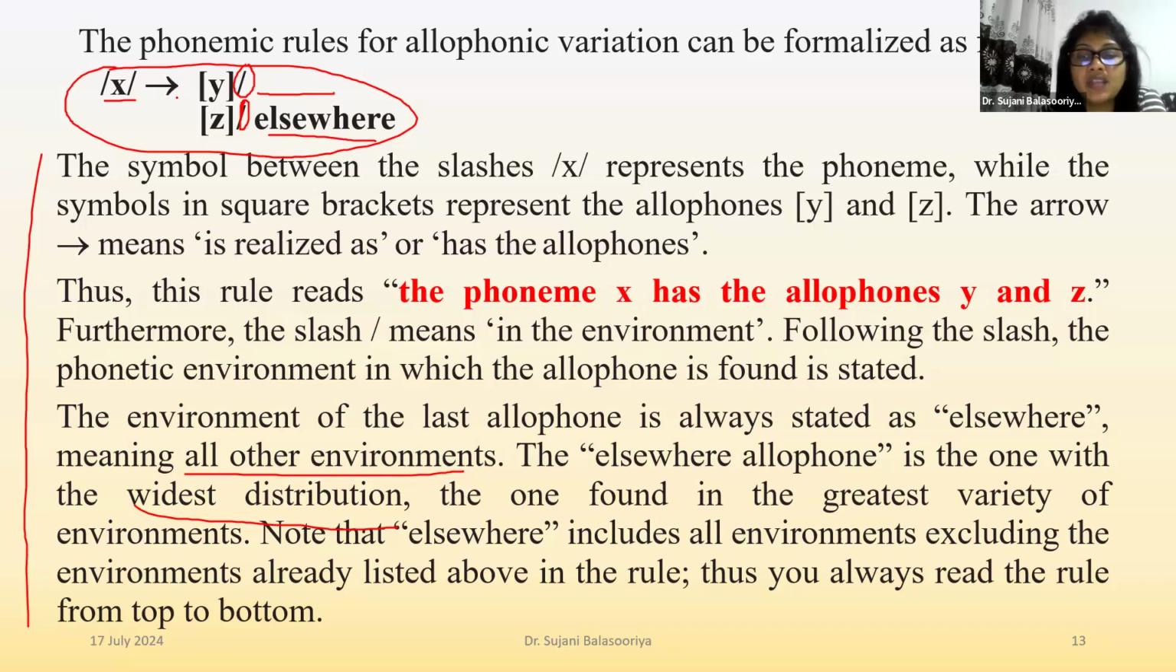Note that elsewhere includes all environments, excluding the environments already listed above in the rule. Thus, you always read the rule from top to bottom, which means from Y to Z. First, we say the phoneme X is the allophone Y in so and so environment. That is the first part of the rule. Second part of the rule: the phoneme X is the allophone Z in all the other environments except for the earlier one. This is how normally we read the phonemic rules.